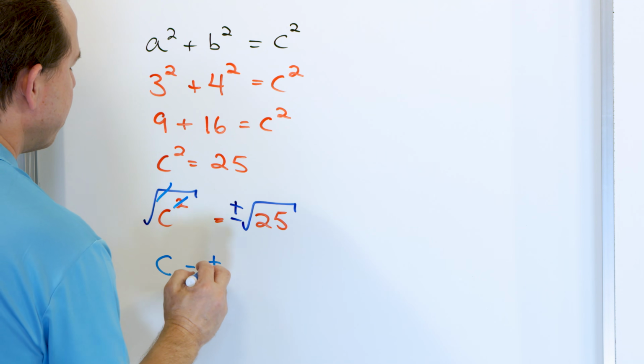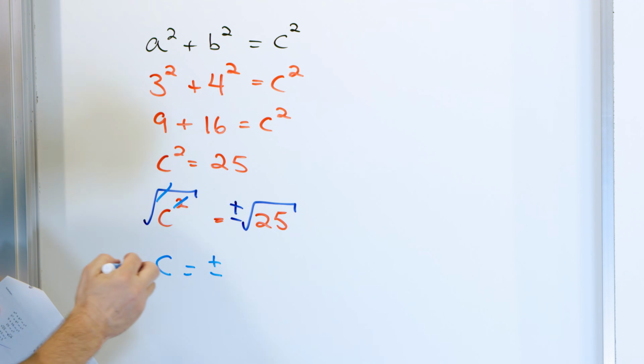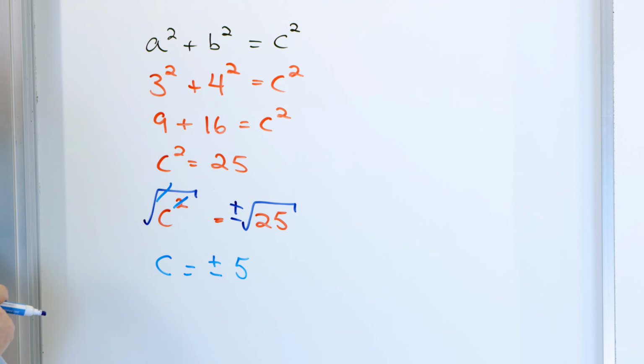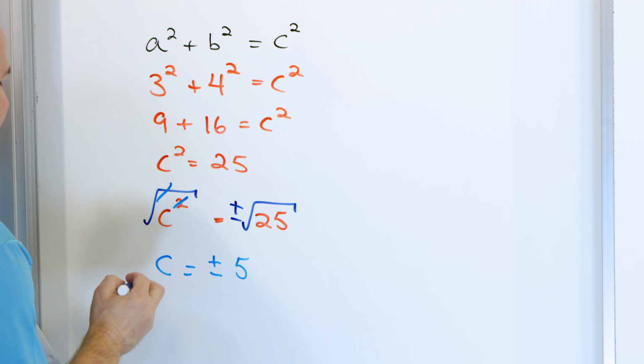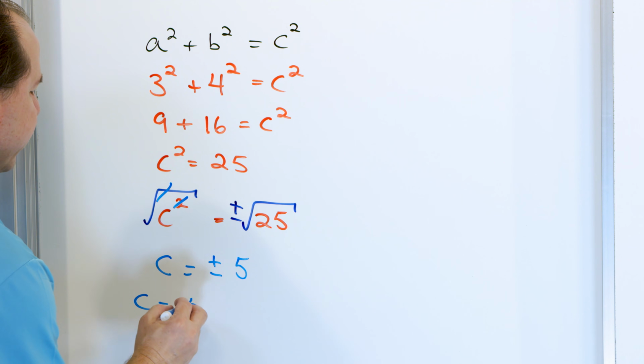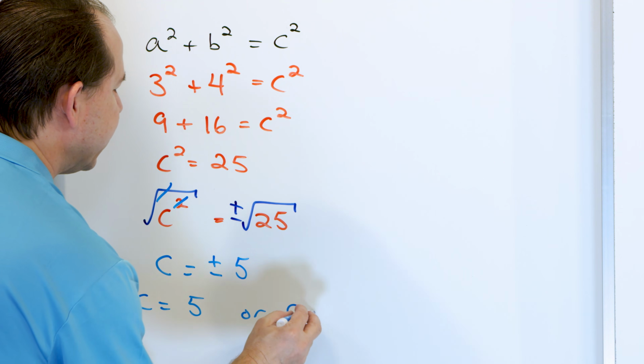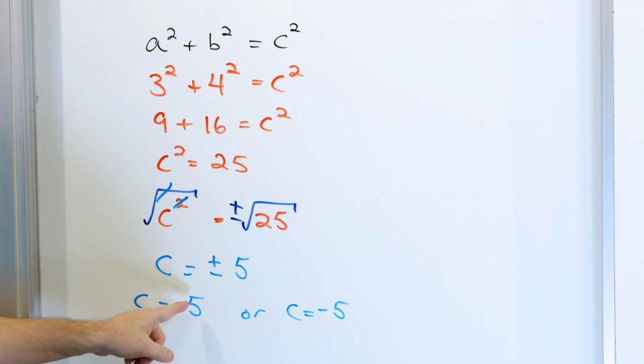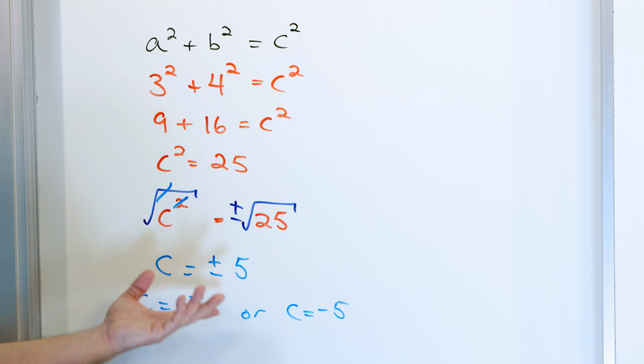Here we have the plus or minus, and the square root of 25 is 5, because 5 times 5 is 25. Now, what this means is that this C can be equal to 5, or this C can be equal to negative 5. What we're saying is that the variable C mathematically could be two values, either 5 or negative 5.